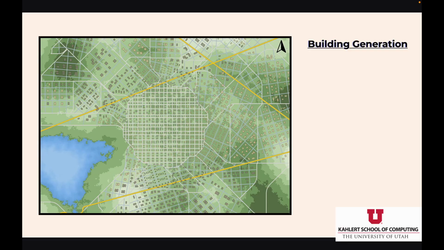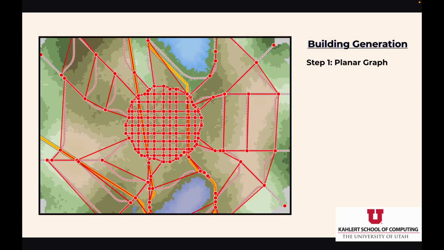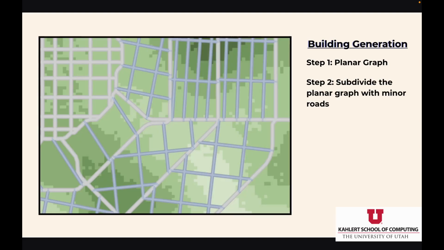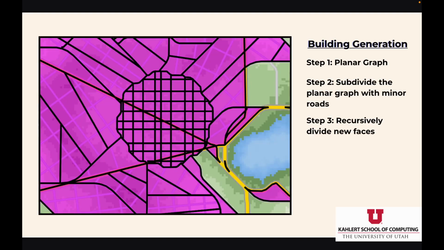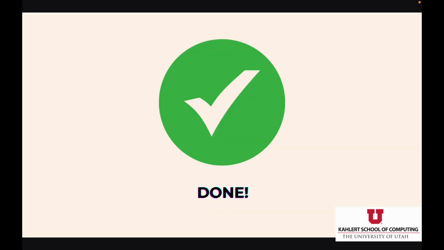We're almost there. Now, we can finally generate buildings. We take our road network and turn it into a planar graph. We then subdivide the faces of the planar graph with minor roads. We recursively divide these new faces into parcels. We can then add the buildings to each parcel. The number of buildings and the type of buildings per parcel depends on the zone that parcel is in. We're finally done. That is how you procedurally generate a city.